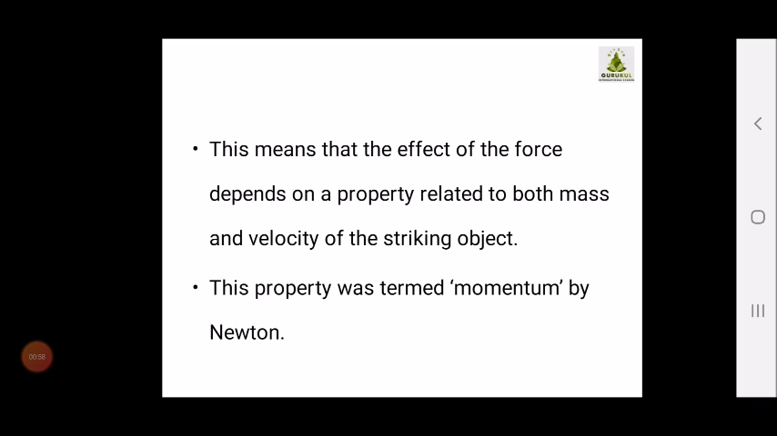This means that the effect of force depends upon a property related to both mass and velocity of the striking object. If any force is applied and the object is in motion, or you want to set it in motion, it will depend upon both the mass as well as the velocity of the striking object. This property was termed momentum by the scientist Newton. Momentum is the property related to both mass and velocity of the striking object.